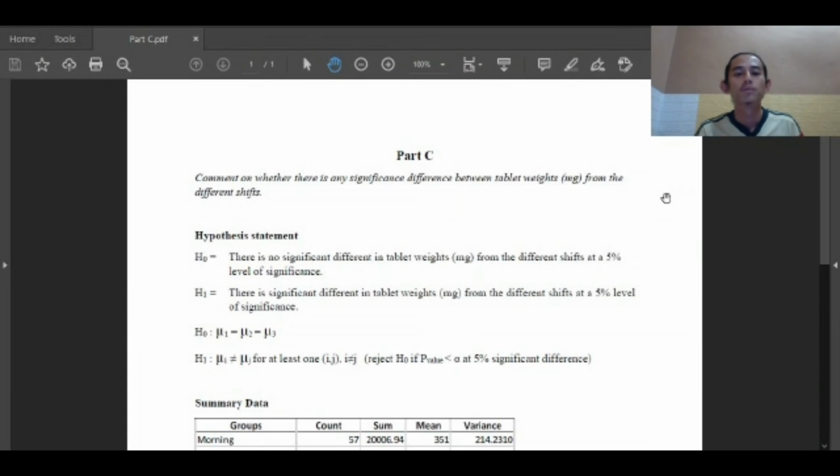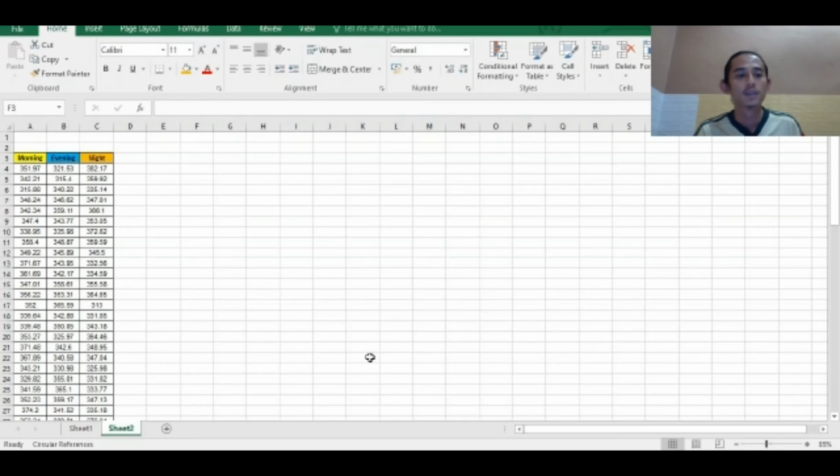Assalamualaikum. My name is Muhammad Fib Aziz and I'm going to explain part C. Comment on whether there is any significant difference between tablet weights in milligram from the different shifts. Here is the data for the tablet morning, evening and night.